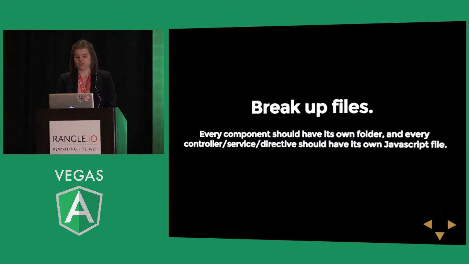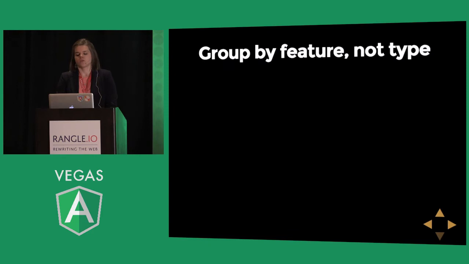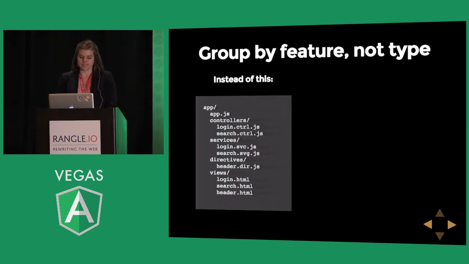And additionally, you should organize your files by feature rather than type. So instead of something like this, which doesn't seem that bad right now, we have a controllers folder, a services folder, directives, views. It's not really that bad. I have my login controller and my search controller, the services for each. It's pretty easy to find them. But as this scales out, it's going to get more cumbersome to have to do that. And if I'm working on the login section, I don't want to have to go into multiple folders in order to edit those files. I want them all to be in the same place.